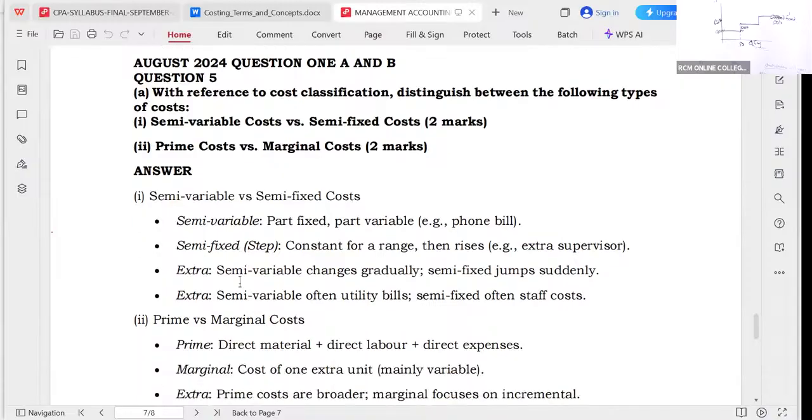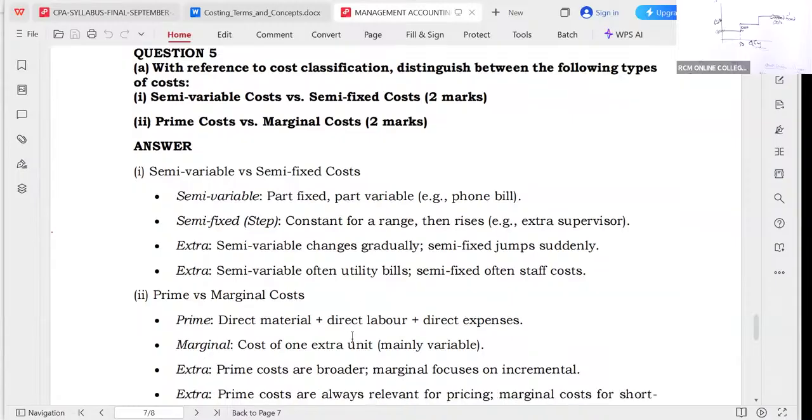Then we have prime versus marginal cost. Prime costs are primary costs. All direct costs are primary. Those are the ones that are inventoriable, the ones that we call product, the ones that will form part and parcel of the inventory. So prime cost is direct materials plus direct labor plus any direct expense.